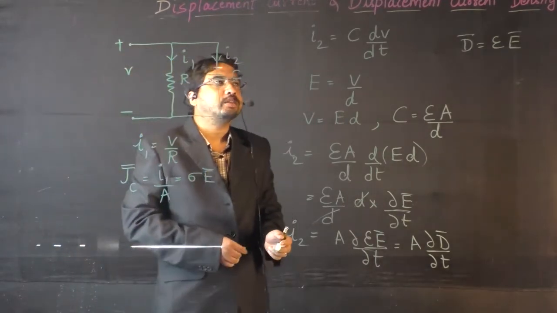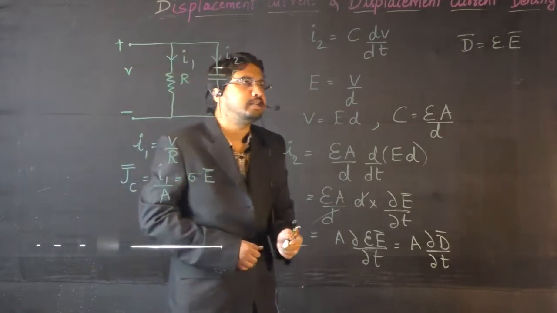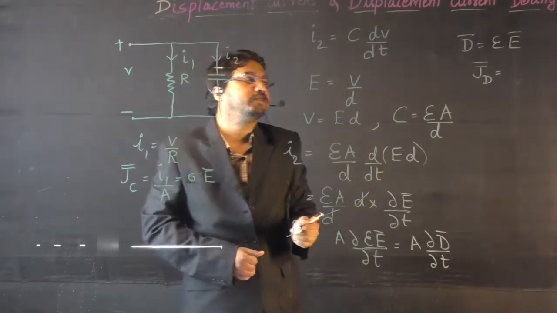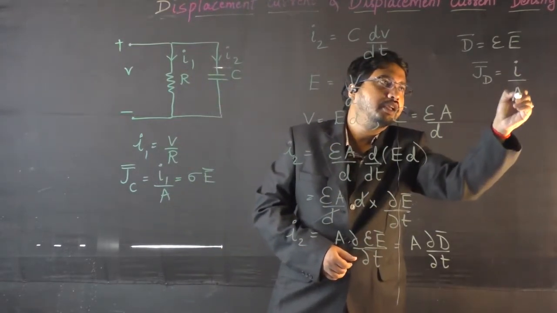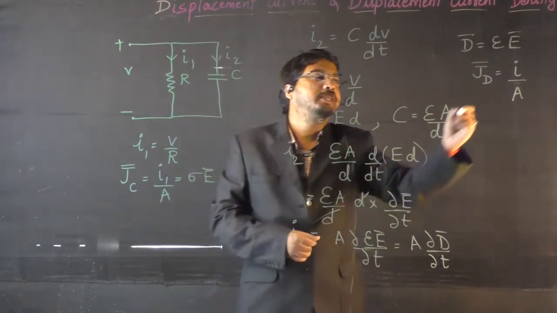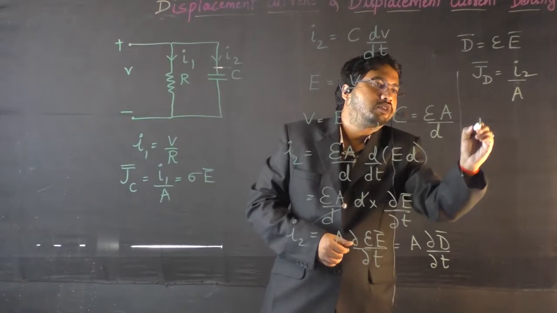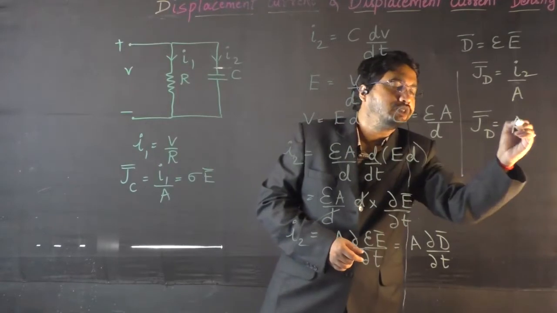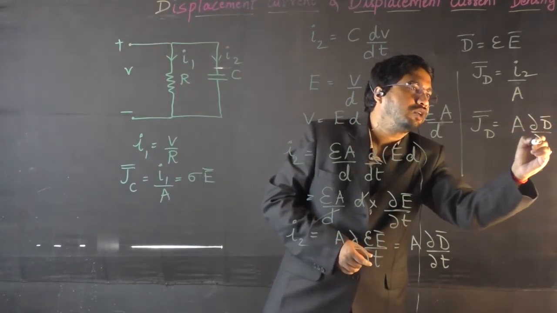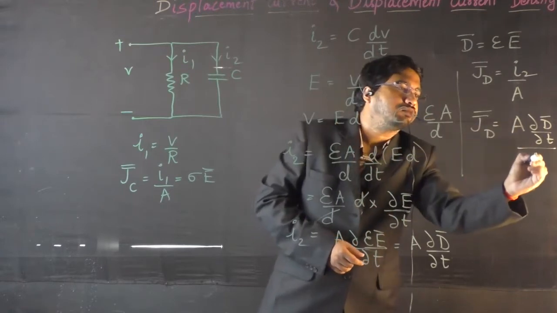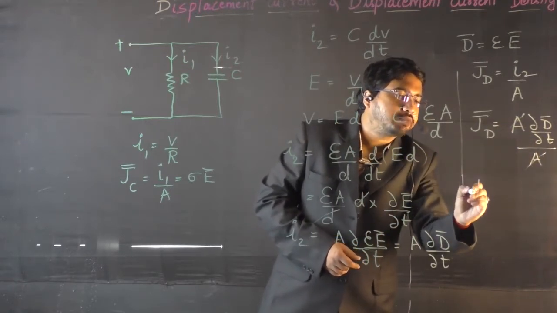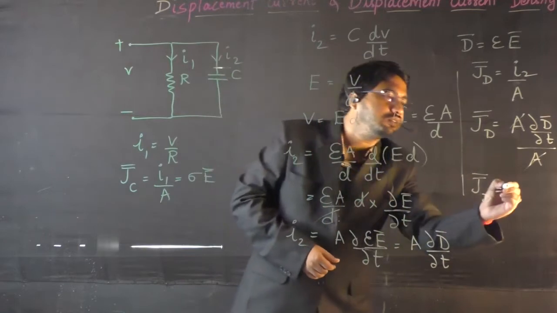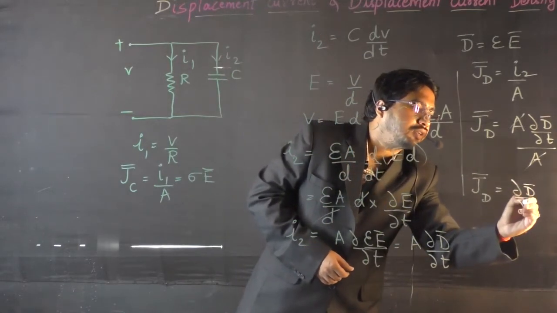Now we need to derive the expression for displacement current density, J D bar. Generally, what is the general definition for current density? Current divided by area. Current means here the displacement current, that is I2. So J D bar, displacement current density, is equal to, what is the I2 expression? A into dou D bar by dou T by the area. So this A will be cancelled, and your displacement current density is J D bar equal to dou D bar by dou T.